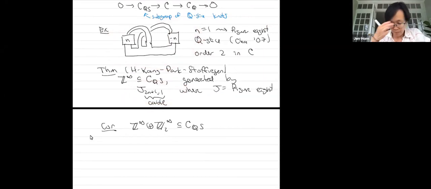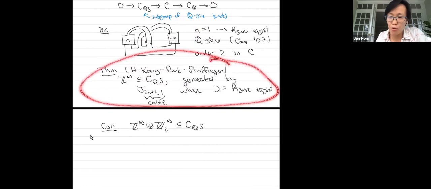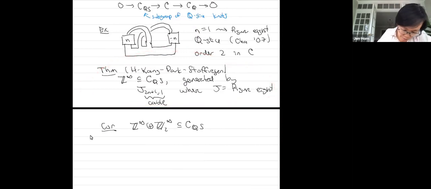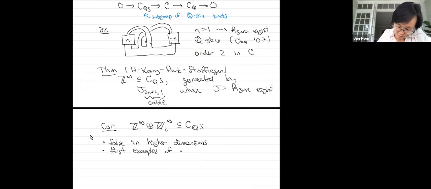Okay. And so I want to talk about this theorem today. And before I do that, let me just tell you a few remarks. So the theorem is false in higher dimensions. I'll elaborate on that in a minute. And this theorem gives us the first examples of elements of infinite order in the subgroup of rationally sliced knots.